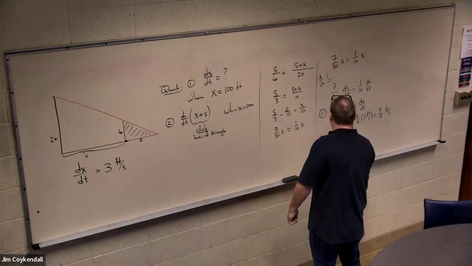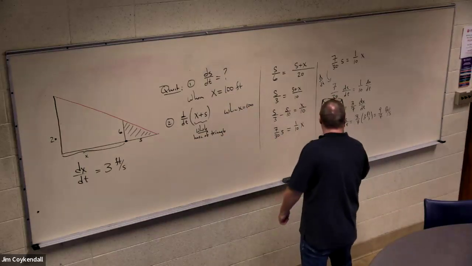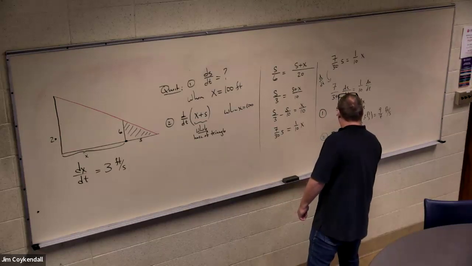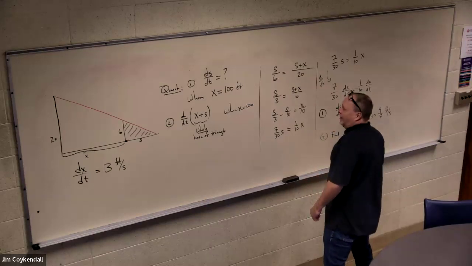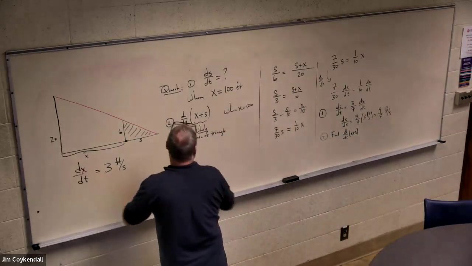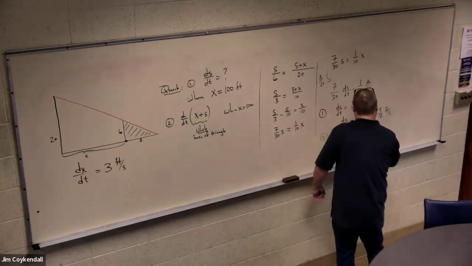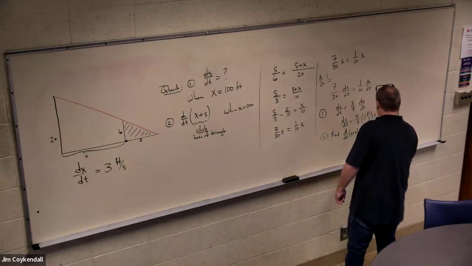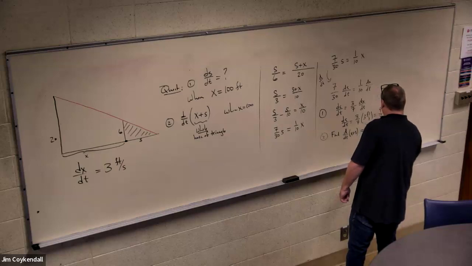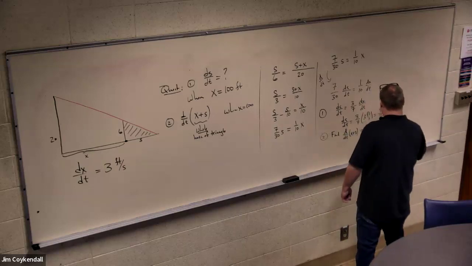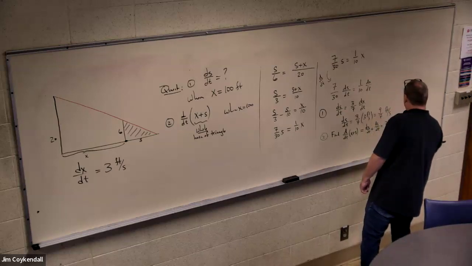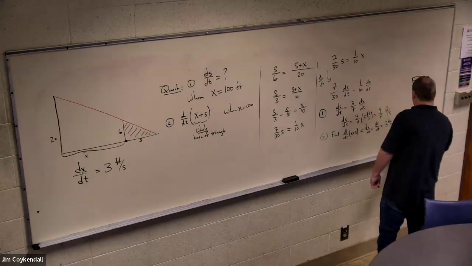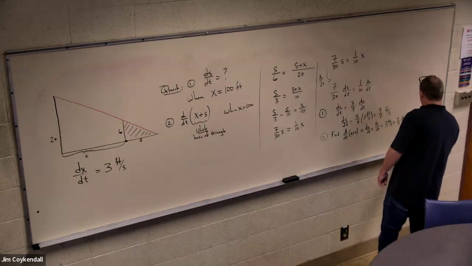Question 2 is now easy because we've done question 1. We're trying to find the change in the bottom part of the triangle, which is x plus s. And this is dx/dt plus ds/dt. dx/dt is 3 feet per second, and ds/dt is 9/7 feet per second. If you put it together, it's 30/7 feet per second.